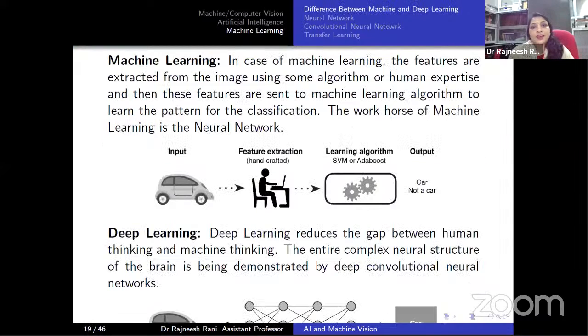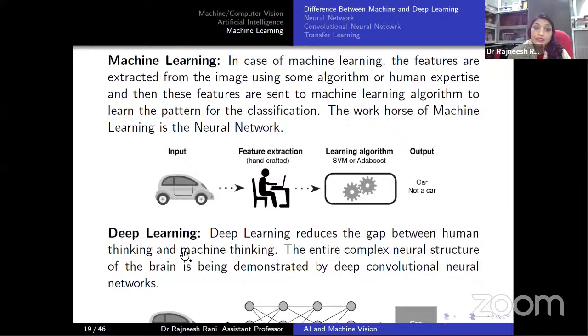So in case of machine learning, the features are extracted from the image using some algorithm or human expertise, and then these features are sent to the machine learning algorithm to learn the pattern for classification. For example, if this particular image is of a car, some features are extracted from this image, and after that these features are sent to some learning algorithm. If you see the literature, a number of algorithms are there, that is KNN, SVM, LDA, neural networks, PNN. Depending upon these extracted features, the system learns and then categorizes whether this particular image is of a car or not a car.